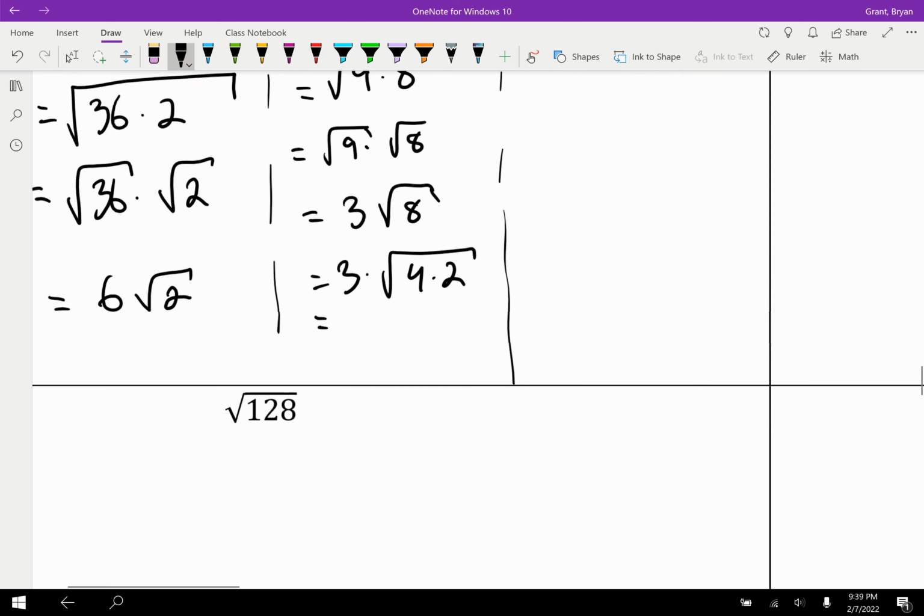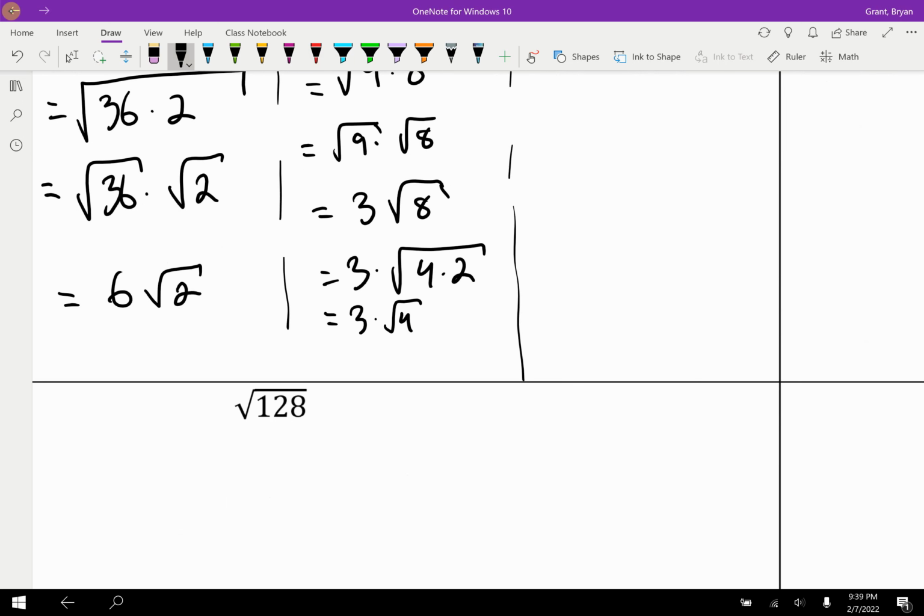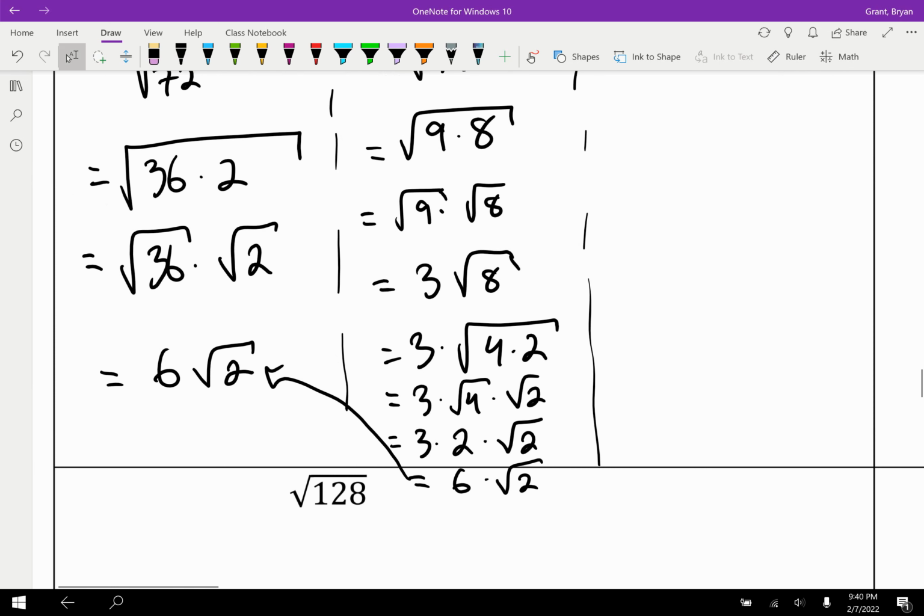And then we have square root of 4 times the square root of 2. What is the square root of 4? Oh, that's 2. And what is 3 times 2? That's right, that's 6. That should match the same answer there. So long story short, too late, we were breaking these down, and it actually doesn't matter which perfect square you pick. The only difference is that the larger the perfect square, the less work you're going to have to do.